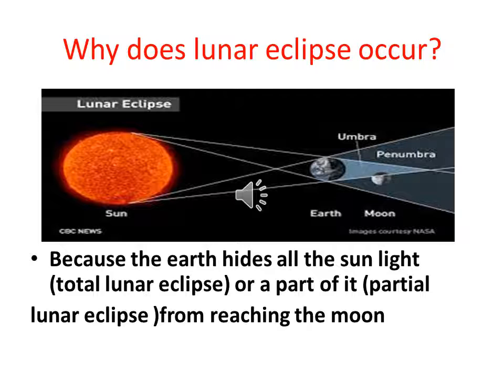Again, why does lunar eclipse occur? We said that because the Earth hides all sunlight or a part of sunlight from reaching the Moon. Okay? If the Earth hides all the sunlight, it's called total lunar eclipse. But if the Earth hides a part of sunlight and another part of light reaches the Moon, it's a partial lunar eclipse.